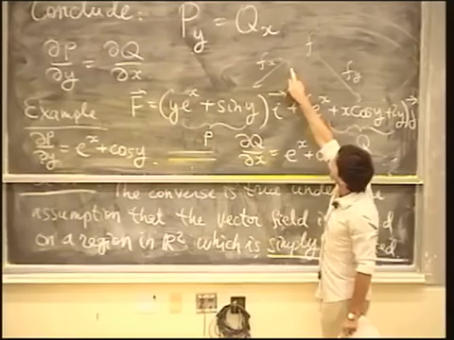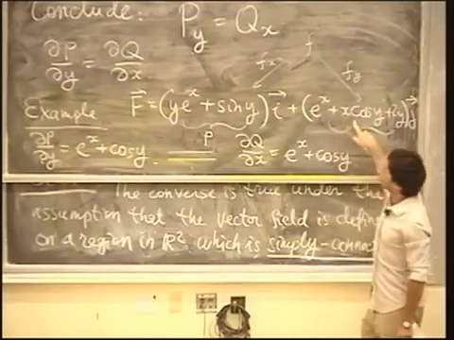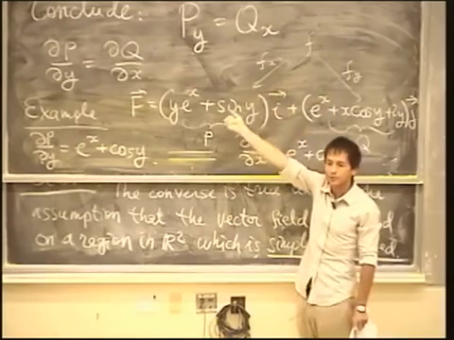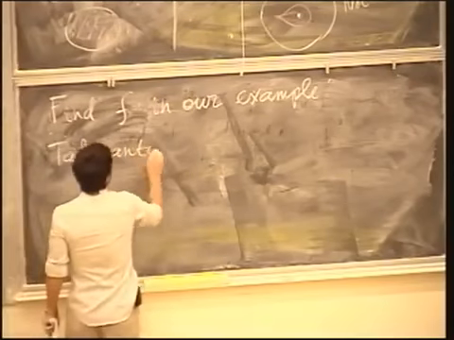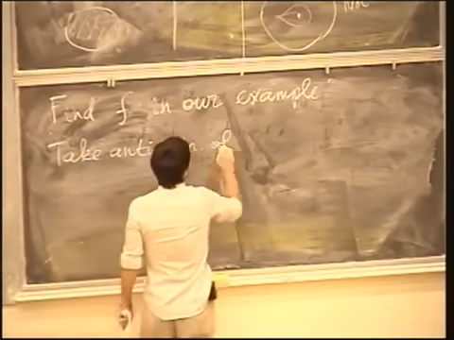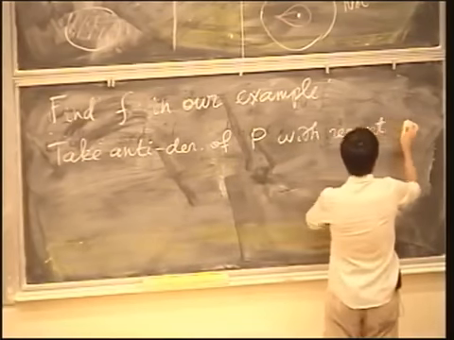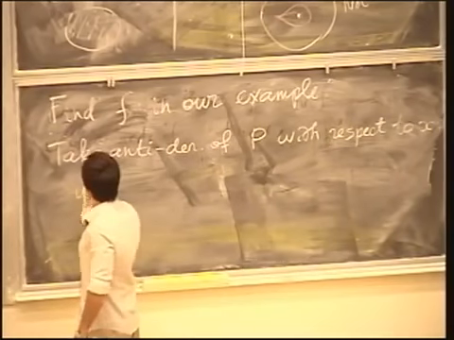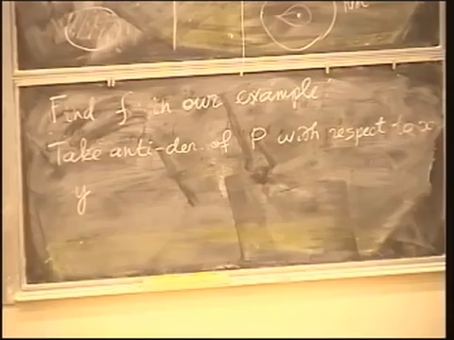Because we're looking for a function f such that this is the derivative with respect to x, and this is the derivative with respect to y. But if so, we should be able to find f by taking the antiderivative of this with respect to x, right? So take the antiderivative of p with respect to x. In other words, with respect to x means that we treat y as a constant, not as a variable. And x is a variable.